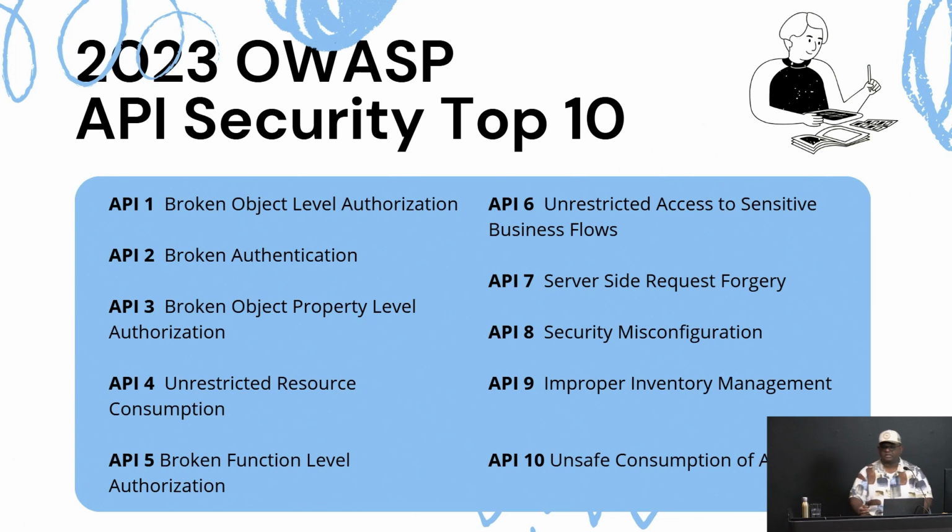Broken function level authorization. Funny names, isn't it? Here what happens is, user A is able to transact on behalf of user B. Again, similar to the first one. Now, the first one was only view. So it is sensitive, but this is extremely dangerous, because user A is able to transact on behalf of user B. How does this happen?